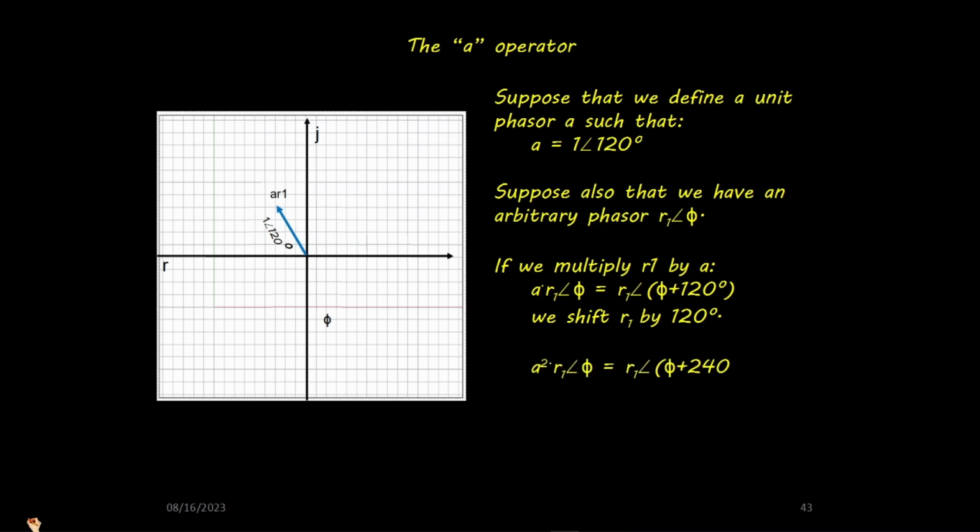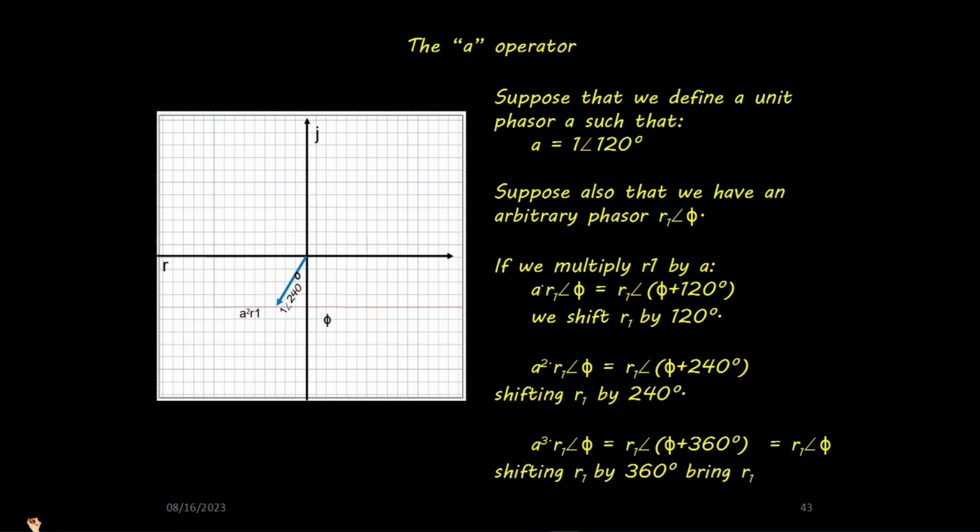A squared times R1 at angle phi equals R1 at angle phi plus 240 degrees. This shifts R1 by 240 degrees. A cubed times R1 at angle phi equals R1 at angle phi plus 360 degrees equals R1 at angle phi. This shifts R1 by 360 degrees, bringing R1 back to its original position.